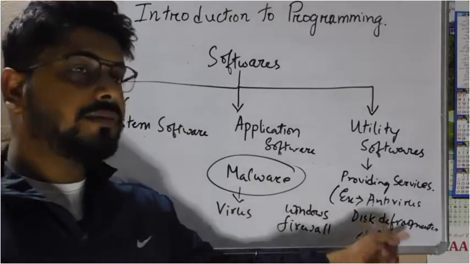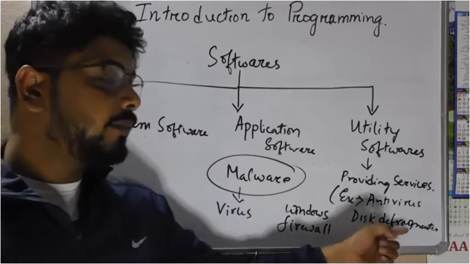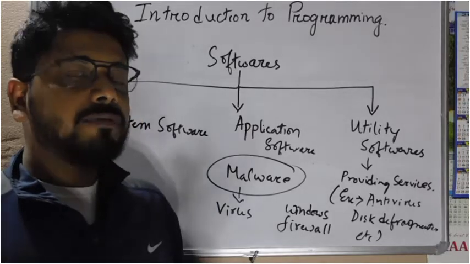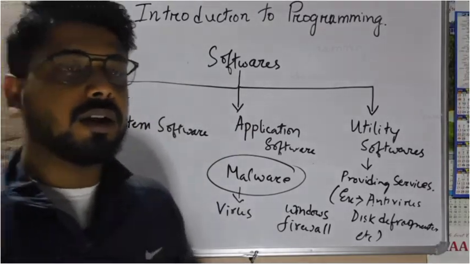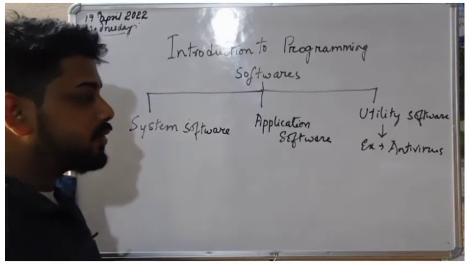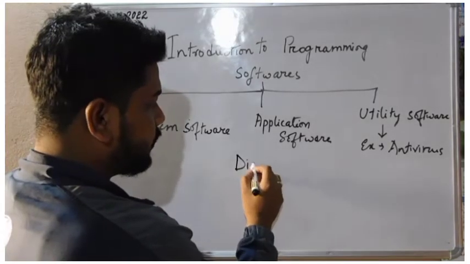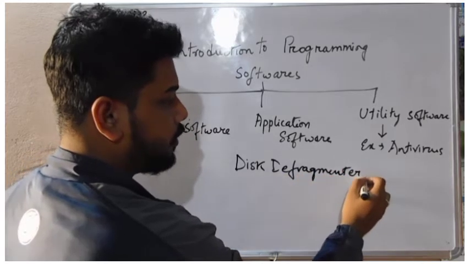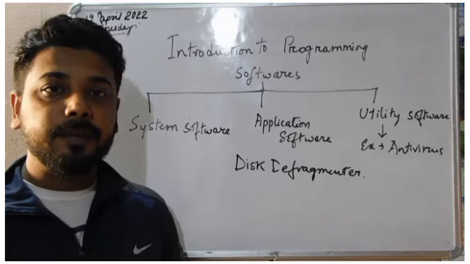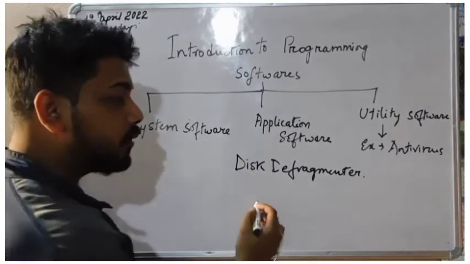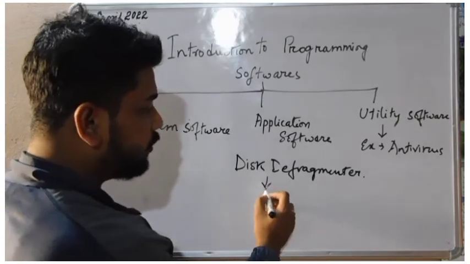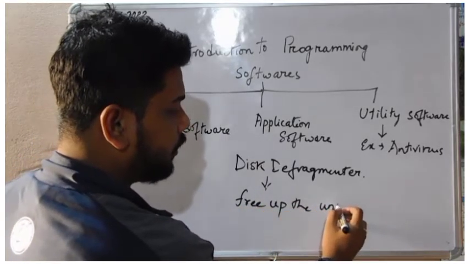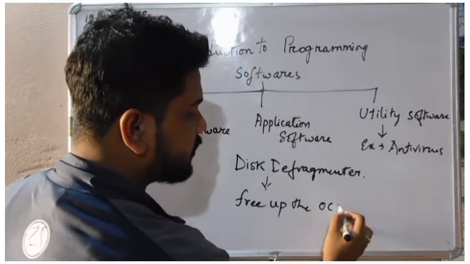Then you have disk defragmenter. What is disk defragmenter? You will find it in various computers. What it does is, if you delete a file, suppose... this disk defragmenter is a kind of utility software. How it works is that it helps you to free up the occupied spaces.